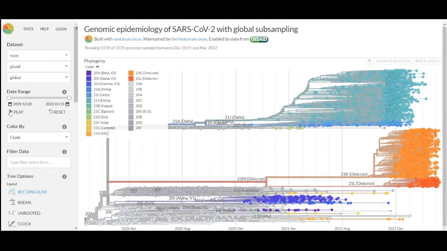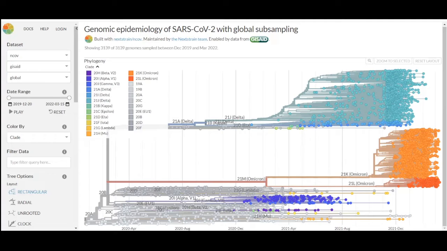So I'll just play this entire thing, and we'll get an idea of, say, from 2019 December till date, till March 2022, what has actually happened, how each clade has grown or reduced.